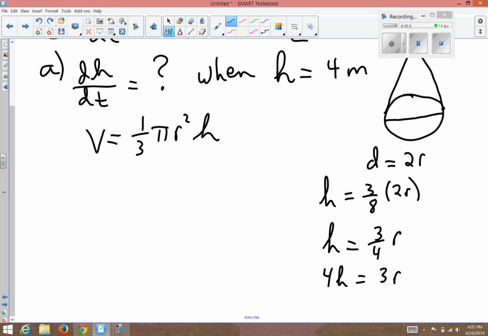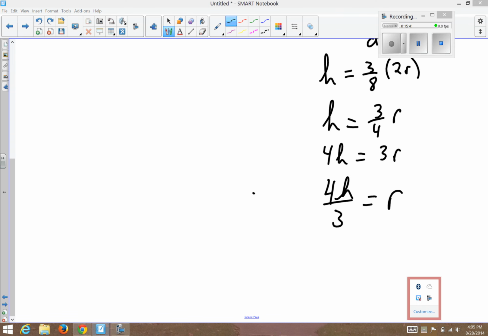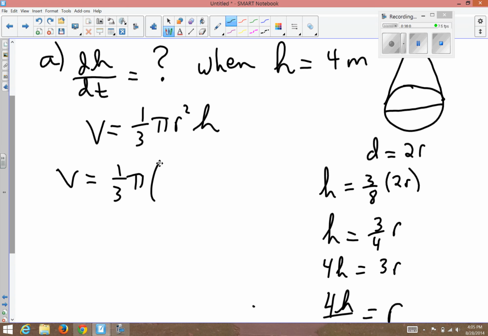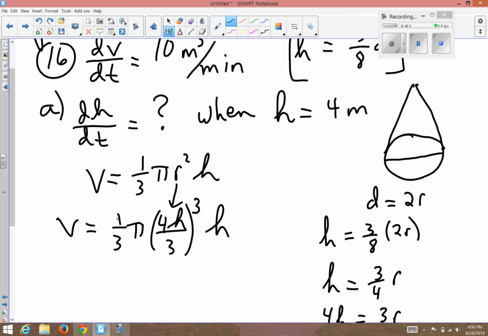That means the r in this formula can be replaced with 4h over 3. The r up in this cone formula is going to get replaced with 4h over 3. V equals 1/3 pi times 4h over 3 squared, times h. That's what r equals. That's what that step means when it says eliminate as many variables as possible. We still have v and h, which we need.